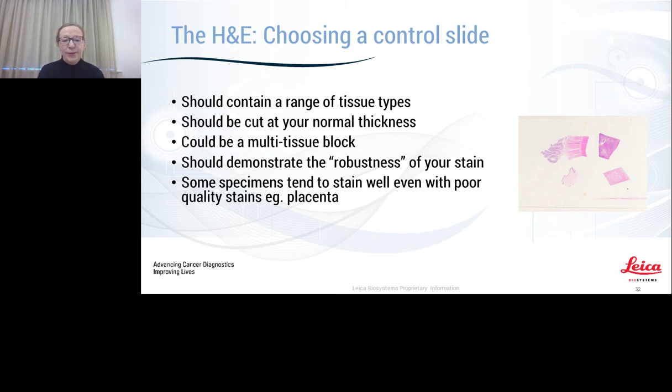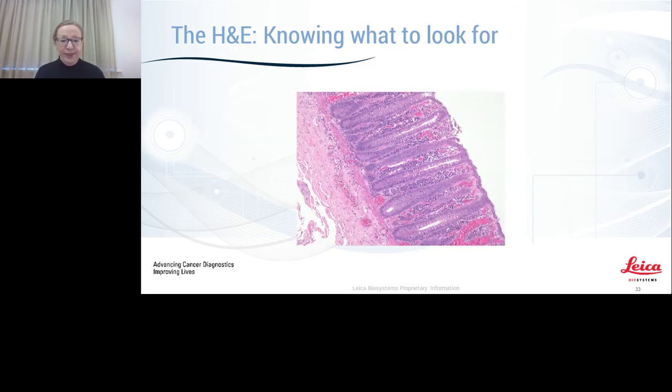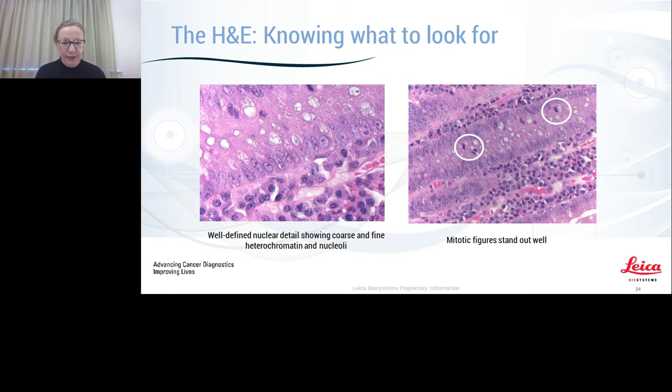And why it's particularly important to select something like a bowel specimen is you might select something like placenta, which is a notoriously easy tissue to stain and often stains really well, even though your actual stain is not as good as it should be. So knowing what to look for.